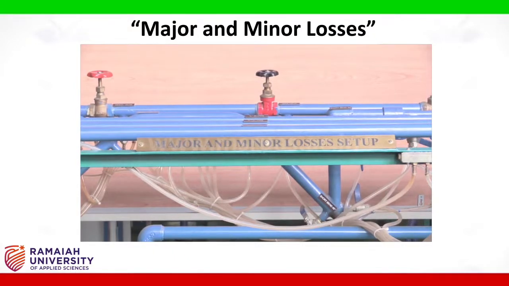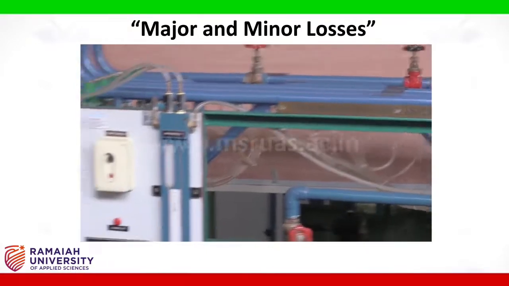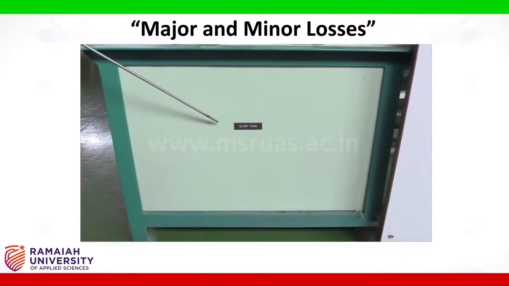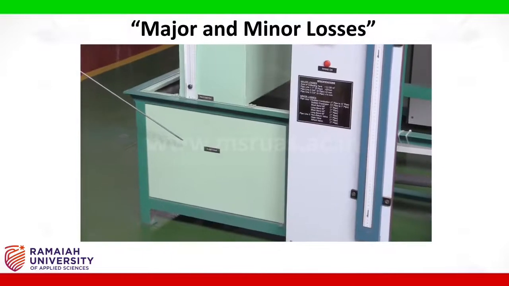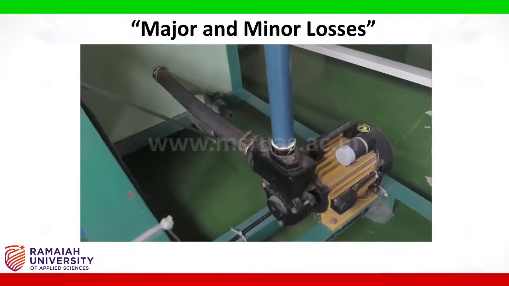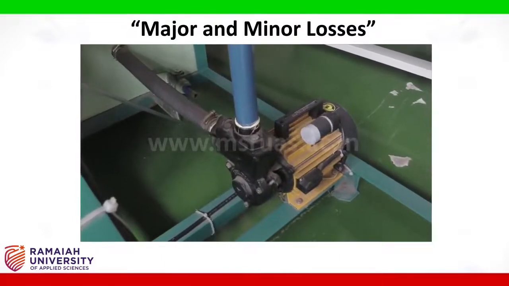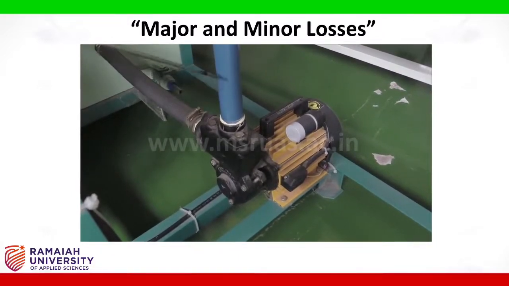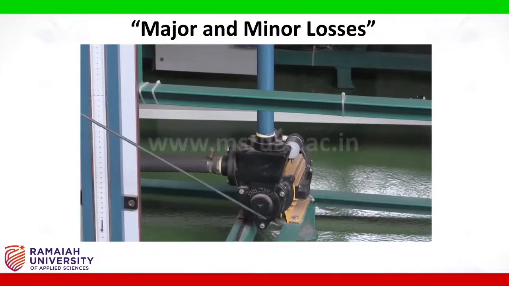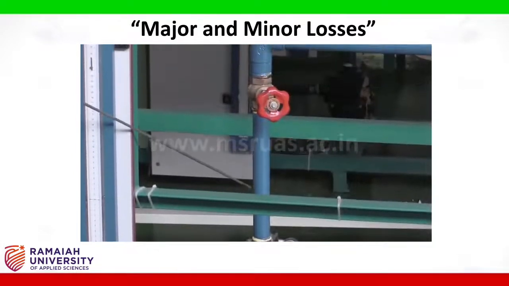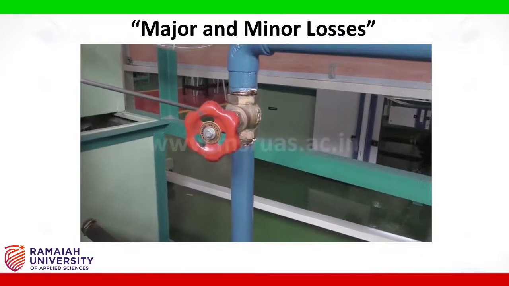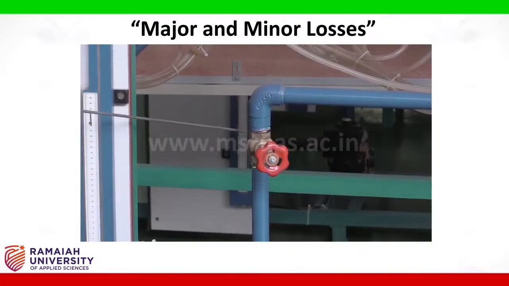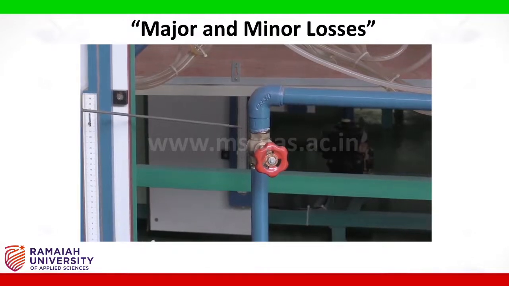This setup consists of a storage tank where the water is stored. From the storage tank, there is a suction line to a centrifugal pump which pumps the water from the storage tank to all the pipes. From the downstream of the pump, we have a discharge valve through which we can control the flow rate of the water flowing through the pipes.